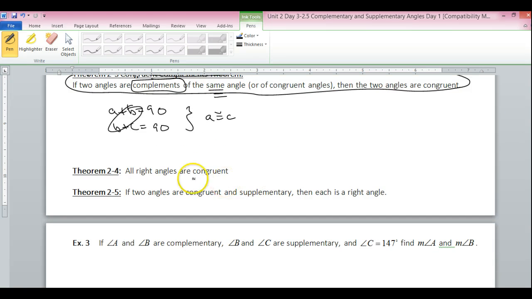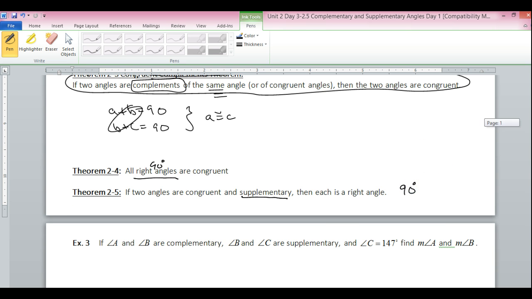Now, theorem 2-4 is pretty much common sense. All right angles are congruent. Well, all right angles are 90 degrees, so 90-degree angles have the same measure, therefore they will always be congruent. And then theorem 2-5: if two angles are congruent and supplementary, then each angle is a right angle. Well, if they're congruent and supplementary, that means both have to add up to 180. Two angles that add up to 180 that are the same are always 90 degrees.